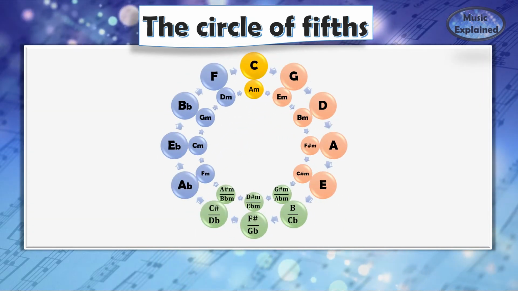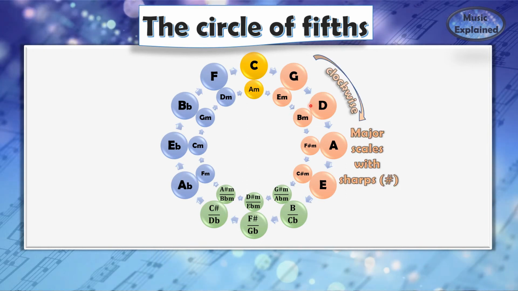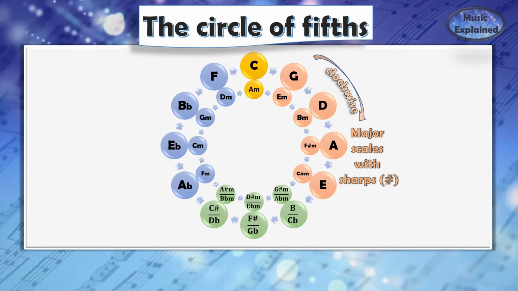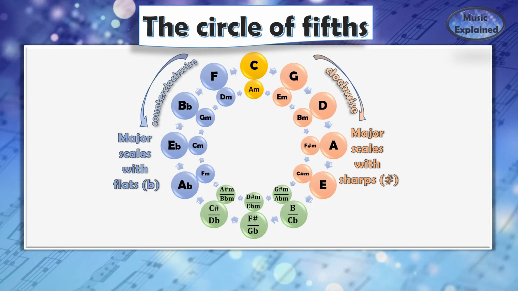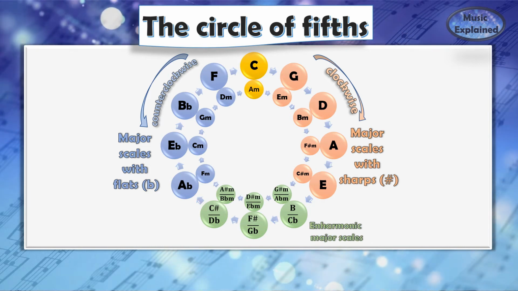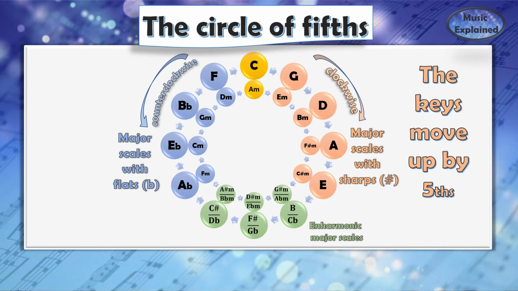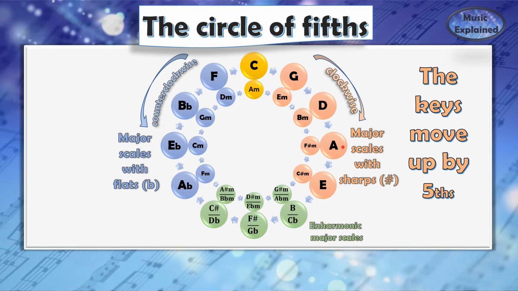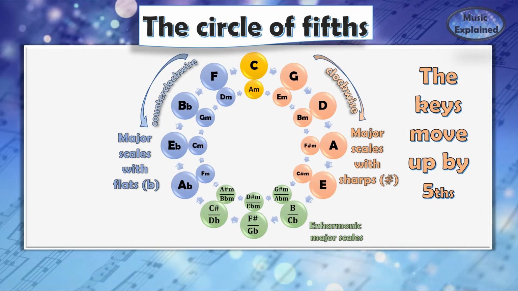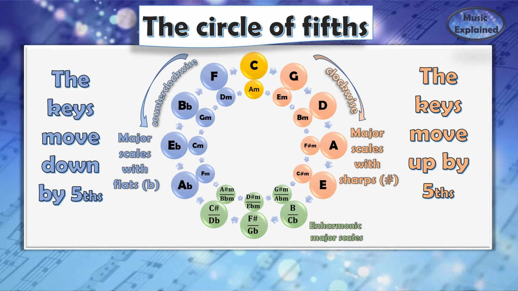And here we have the circle of fifths. If we look at the right side of the circle, we move clockwise, we see the major scales with sharps. If we move to the left side of the circle or counterclockwise, we see the major scales with flats. And down here are the enharmonic major and minor scales. On the right side, the keys move up by fifths. And on the left side, the keys move down by fifths.